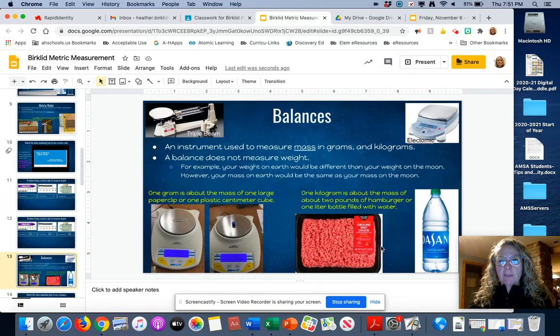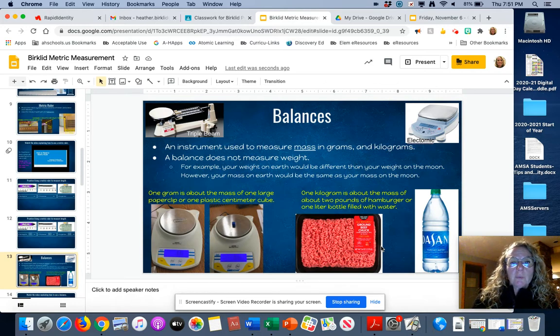Okay. The next one is to measure mass. And we measure mass in grams and kilograms. Now, normally when you guys think of weight, you think of pounds, and that's different. So a balance does not measure weight, it measures mass, and mass is the amount of matter in something. So, for example, your weight on Earth would be different than your weight on the moon. However, your mass on Earth would be the same as your mass on the moon because you have the same amount of matter inside of you.